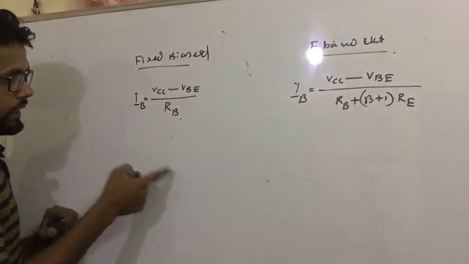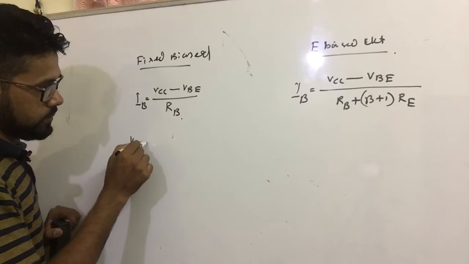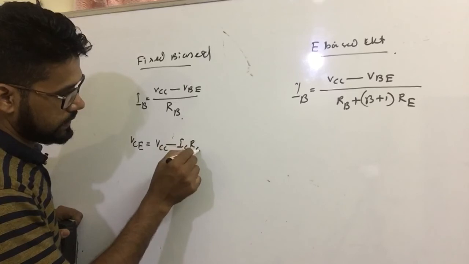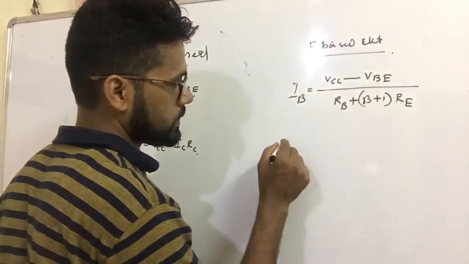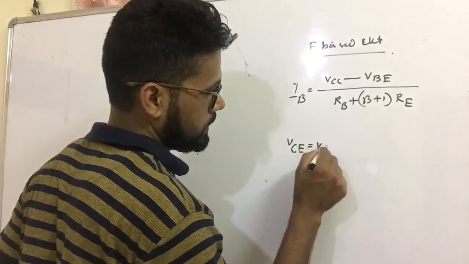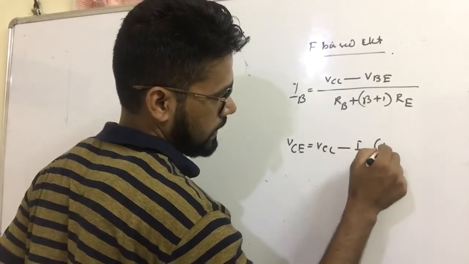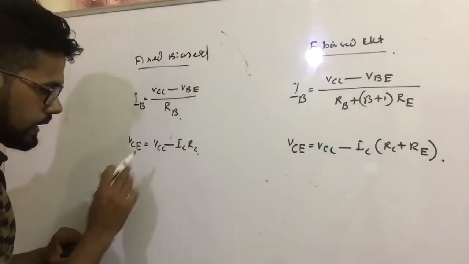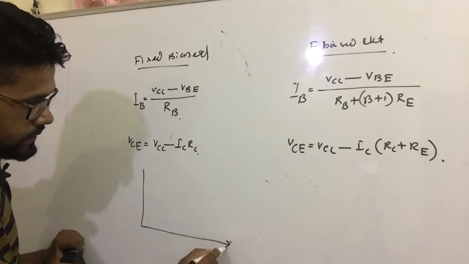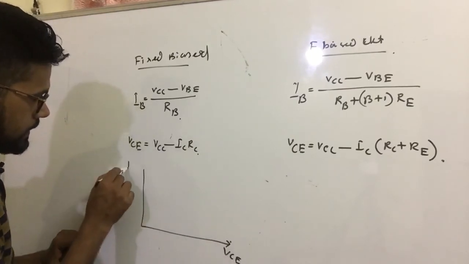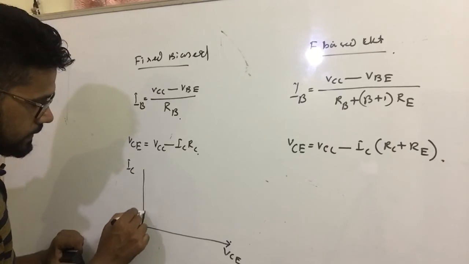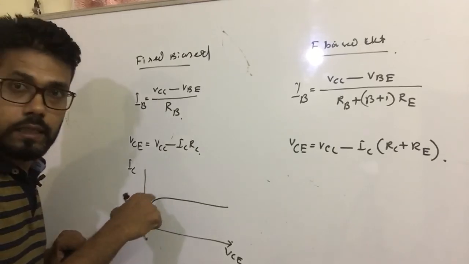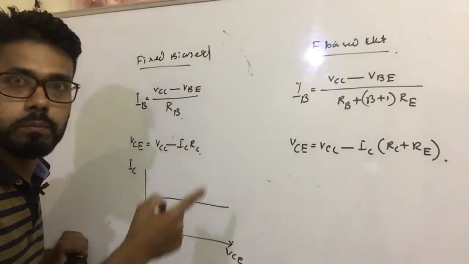Is it okay? Here VC equals VCC minus IC RC. This is the second equation from the output circuit. Here VC equals VCC minus IC (RC plus RE). Is it okay? Here load line analysis. This is VCE and this is IC. This is a characteristic curve for a particular value of base current. Remember, I can draw a different diagram for a different value of base current.